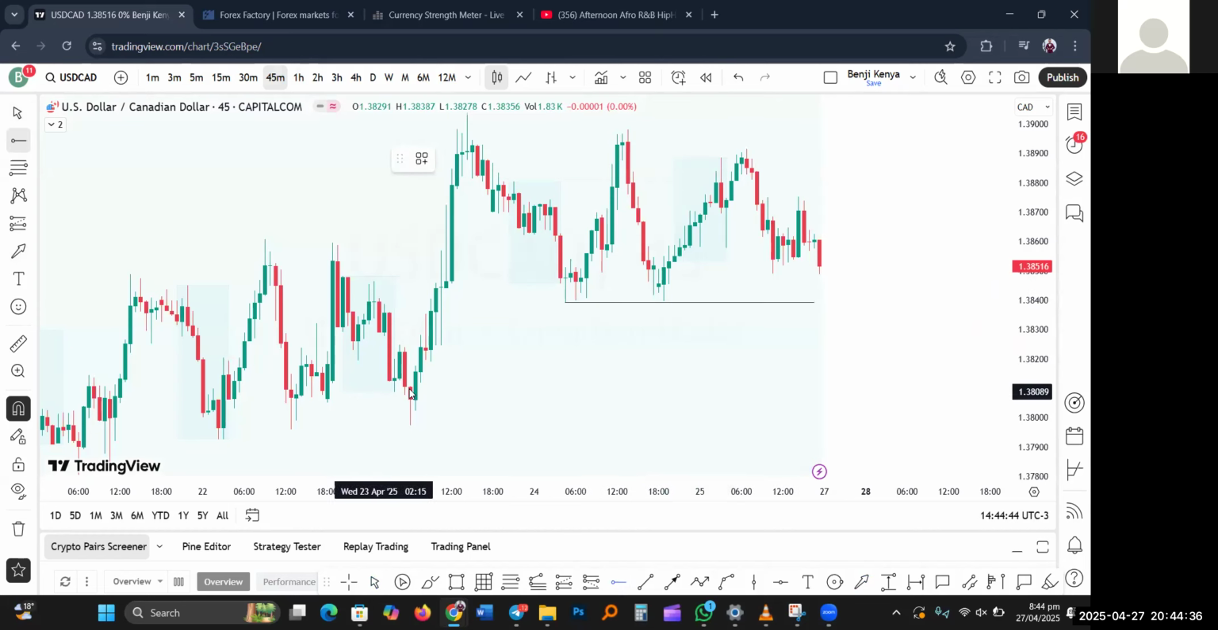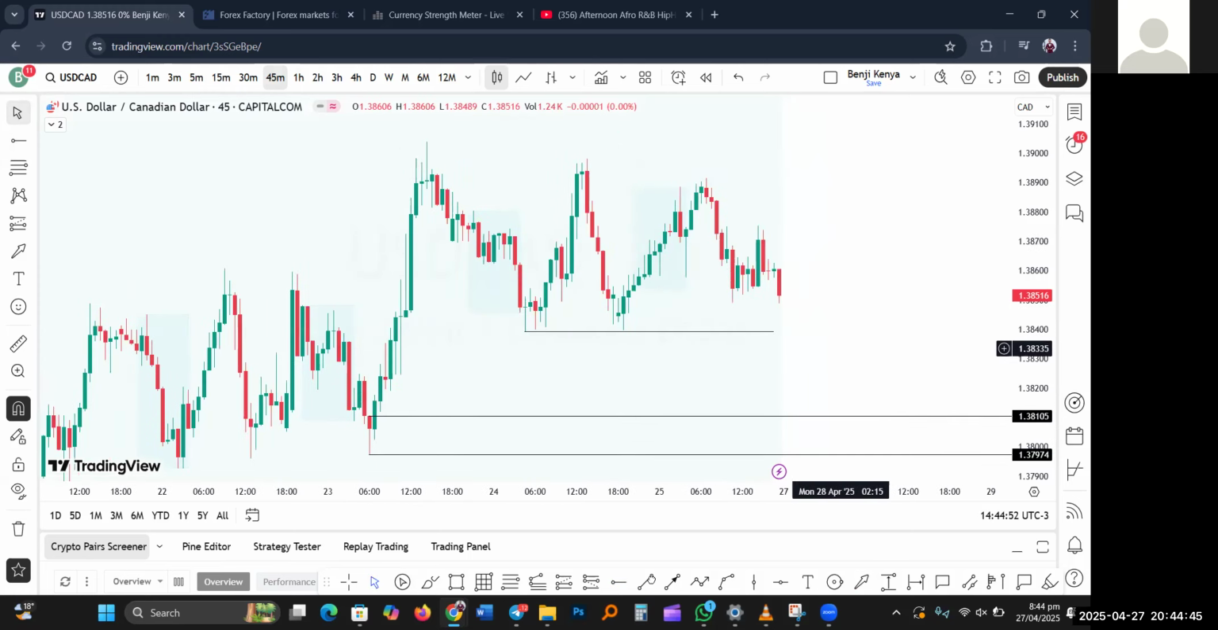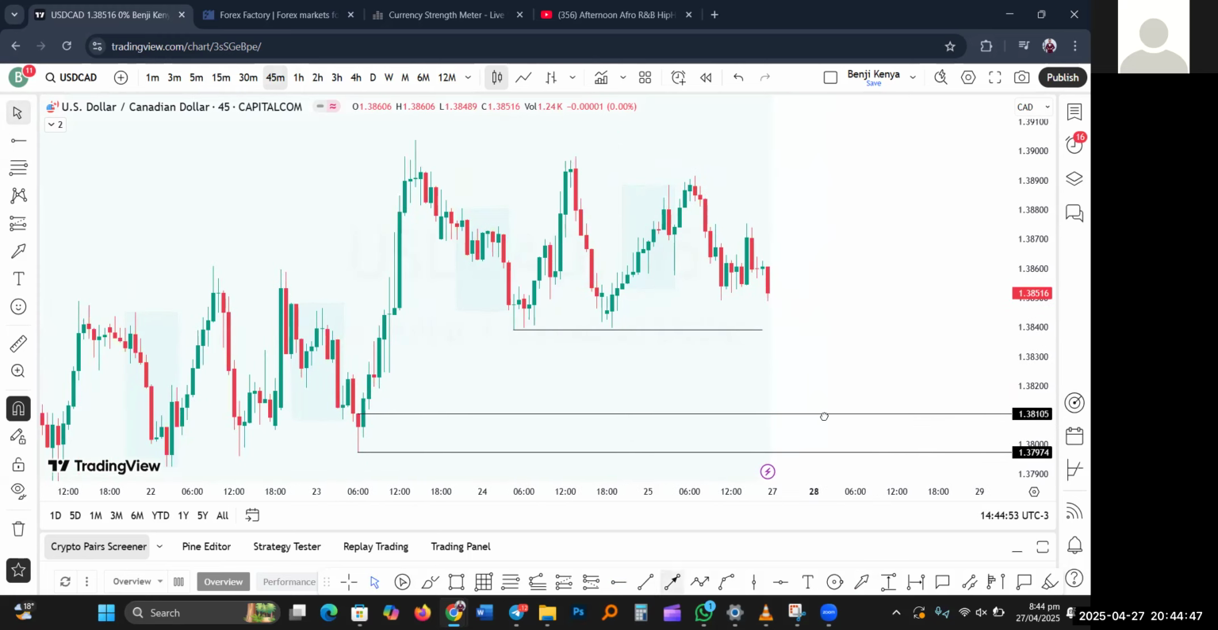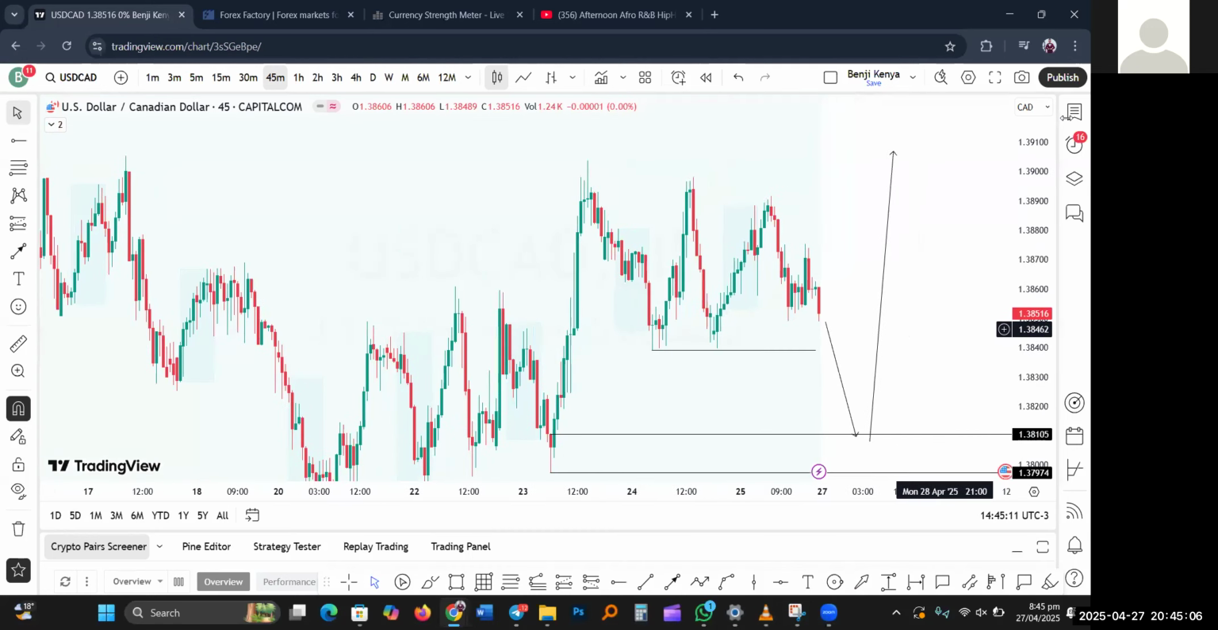This zone can give us some good buys, and probably you can even target higher zones because we are clearly bullish on the dollar. Kim, you asked me about the sells. The sells was a short-term sell to collect more liquidity so that it can go even quite higher. So that is the push that I'm anticipating this week for USDCAD.